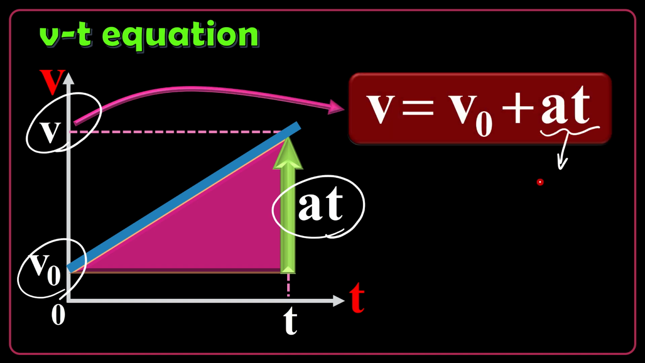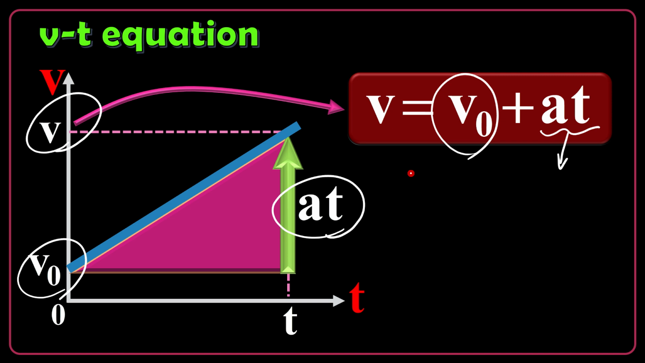At is increase or decrease in velocity, and v0 is the initial velocity. Why did I say decrease? Because acceleration sometimes is negative. It is not always going to be a positive value. So anyway, it is a change in velocity, increase or decrease.